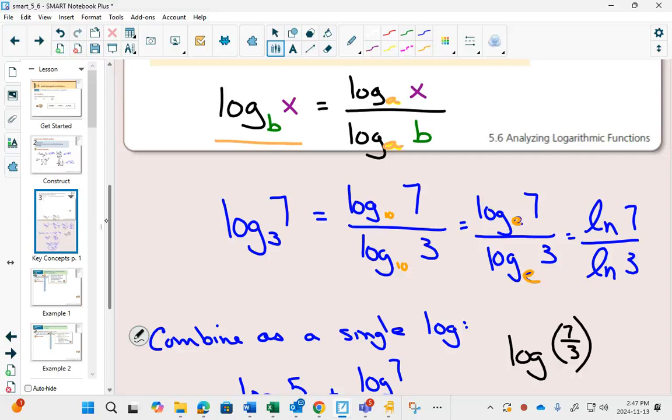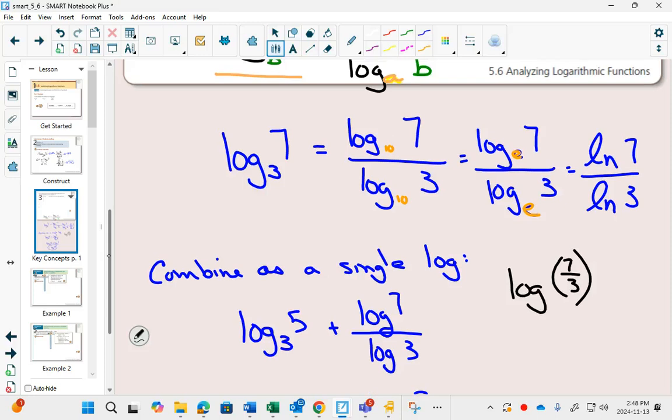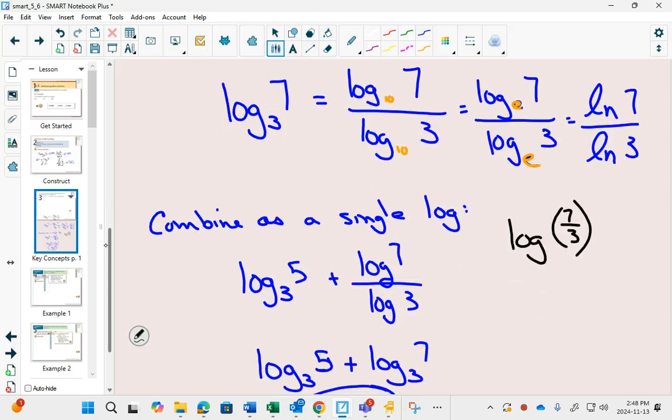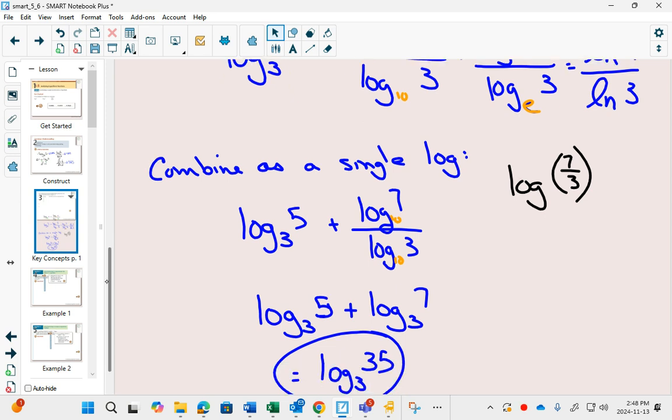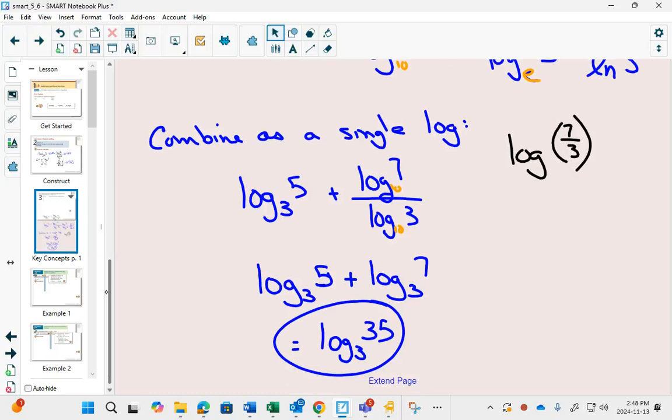I can change it to the left-hand side. And if I change it to the left-hand side, whatever A was just disappears. It just goes away. So in this question, to combine as a single log 7 over log 3, I could change to log 3 of 7. And this common log, which had a base of 10, that 10 just goes away. And then I have log 3 of 5 plus log 3 of 7, and since the bases are the same, adding is the same as multiplying.